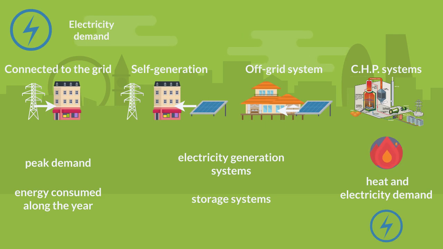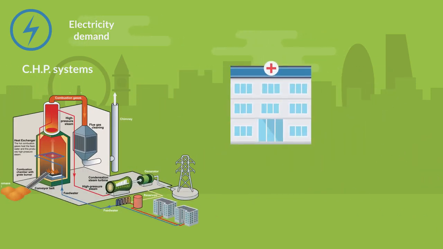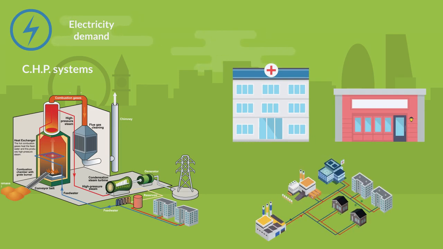This video focuses on CHP systems for providing energy services to a single building or for a set of buildings. For example, a public building like a hospital or a sports center, or a smart network with domestic buildings or with a combination of households and public buildings.